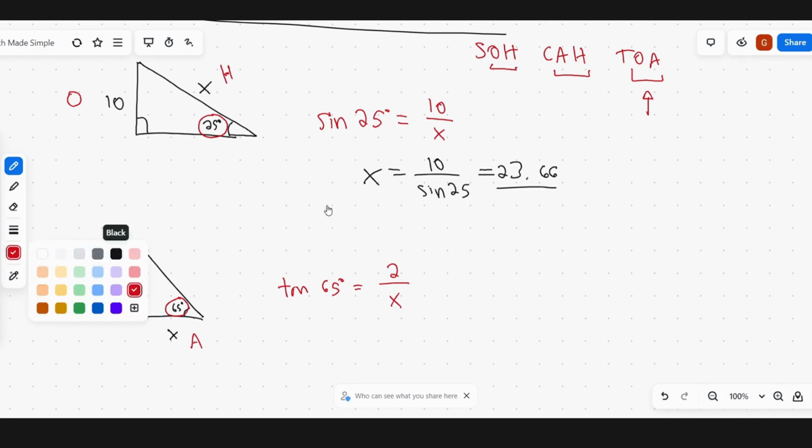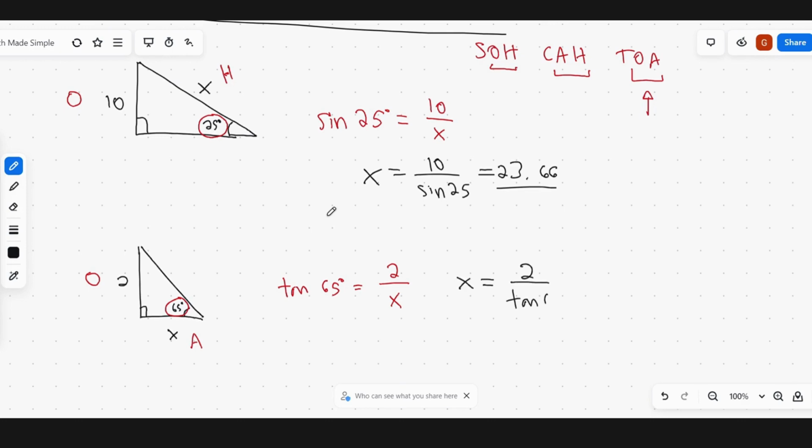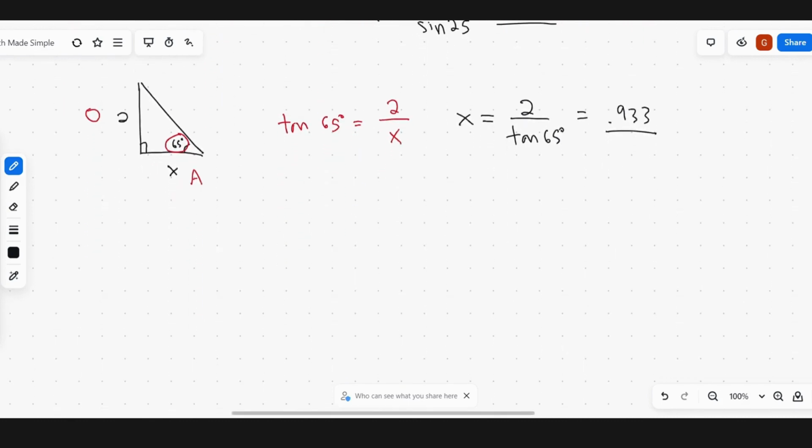And then we'll use the same simplification as the last time, multiply by x, divide by tangent of 65. And we get that x is equal to 2 over the tangent of 65 degrees. And that gives us roughly 0.933. And then one last example here with sine.